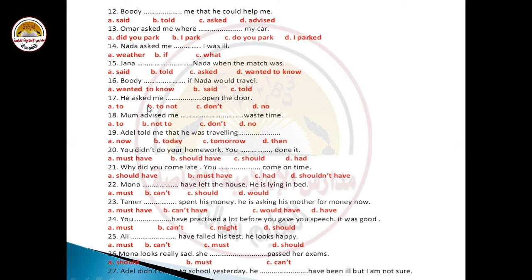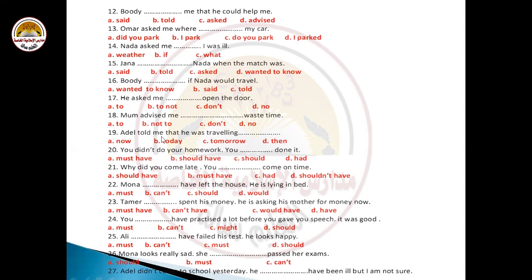Number 17. He asked me not to open the door or to not or don't or no. In the imperative sentence, we need to join with to or not to. He asked me to open the door. Number 18, Mom advised me to or not to or don't or no waste time. Advised me not to waste time.